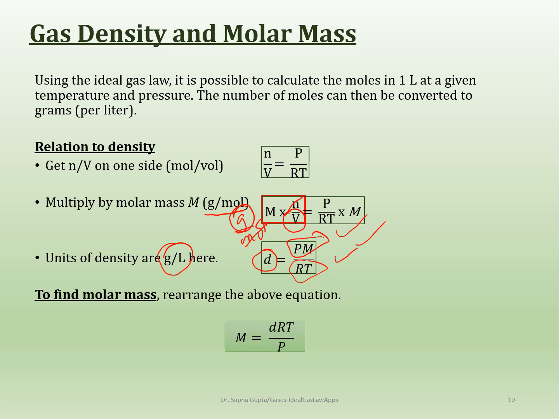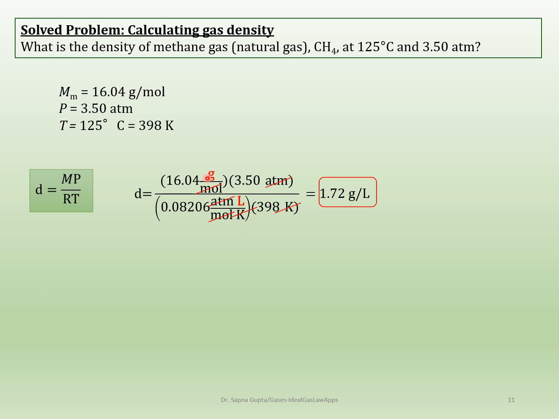So this is an equation you will need. And then if you rearrange the above equation, you will end up getting this equation, which is how to calculate the molar mass. So use whichever equation you need for whatever calculation you need. Again, very simple. Whenever there's an equation, my life is good. Just tell me what the equation is and I can plug in all the numbers and get the answer. So what is the density of methane gas at 125 degrees Celsius and 3.50 atmospheres?